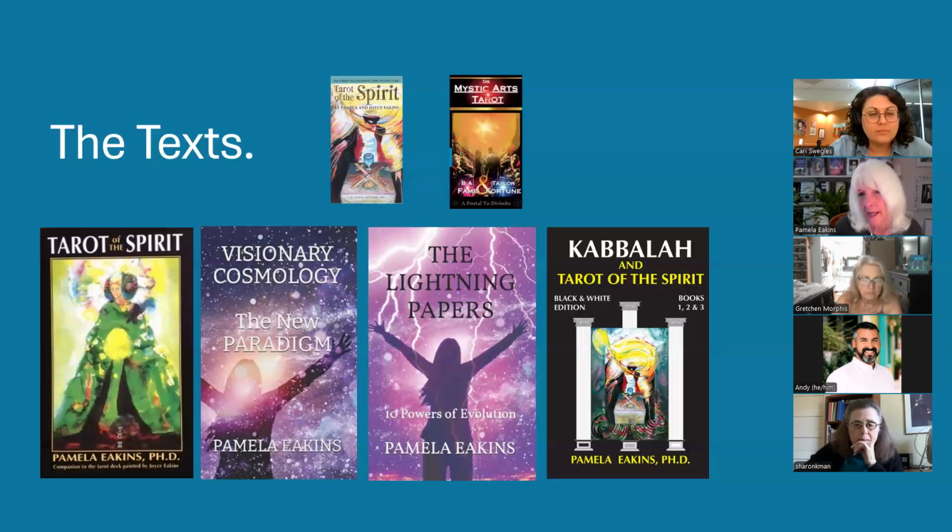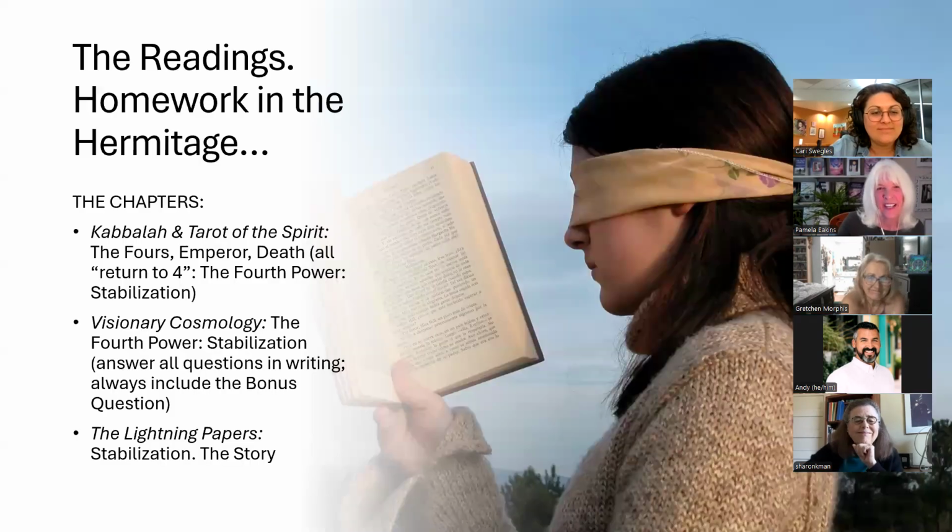Okay, and these are the texts that we're working with. These are the ones we've been working with: Tarot of the Spirit, Visionary Cosmology, the Lightning Papers, Kabbalah and Tarot of the Spirit. And then sometimes I've been using cards out of the Mystic Arts Tarot deck, which is my son's tarot deck. Okay, I love those cards.